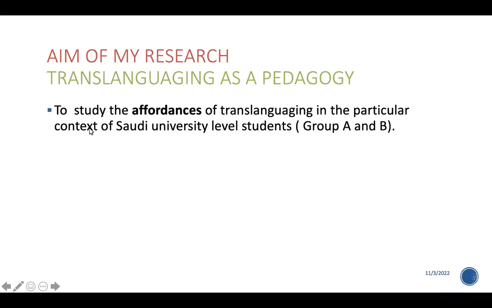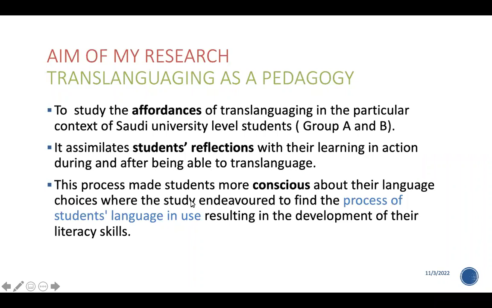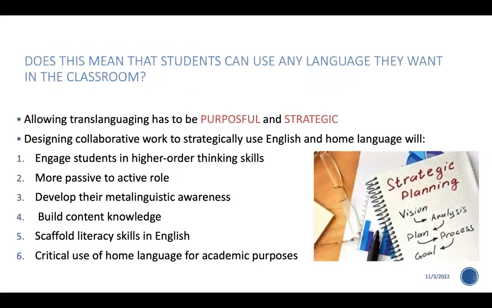So to study the affordances of translanguaging, I will be defining affordances in a bit, in a particular context of university level students, I particularly look at Group A and Group B. It also assimilates students' reflections on the learning in action during and after being able to translanguage. This process made students more conscious about their language choices, where the study endeavors to find the process of students' language in use, obviously resulting in the development of their literacy skills.